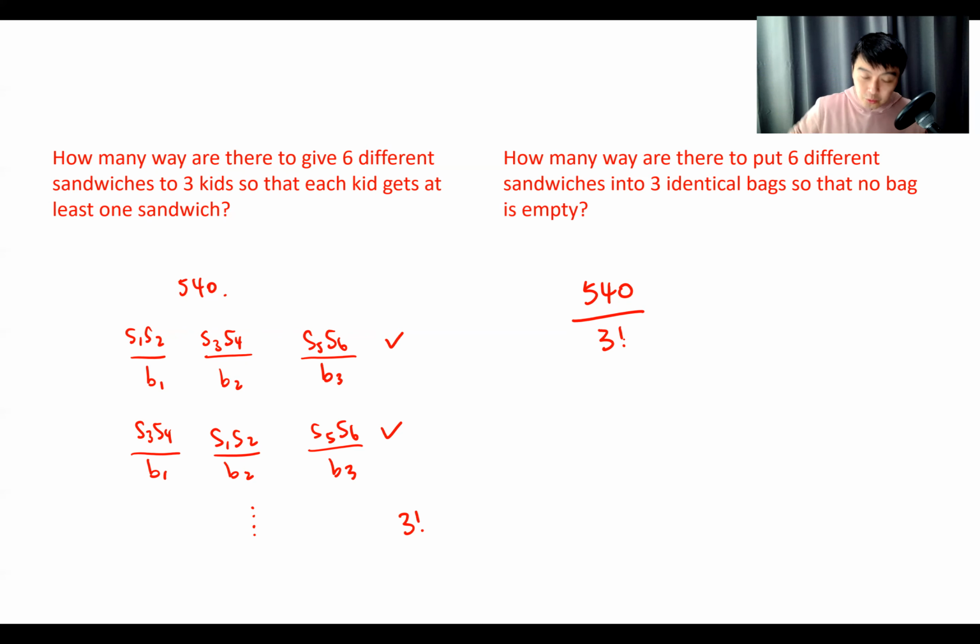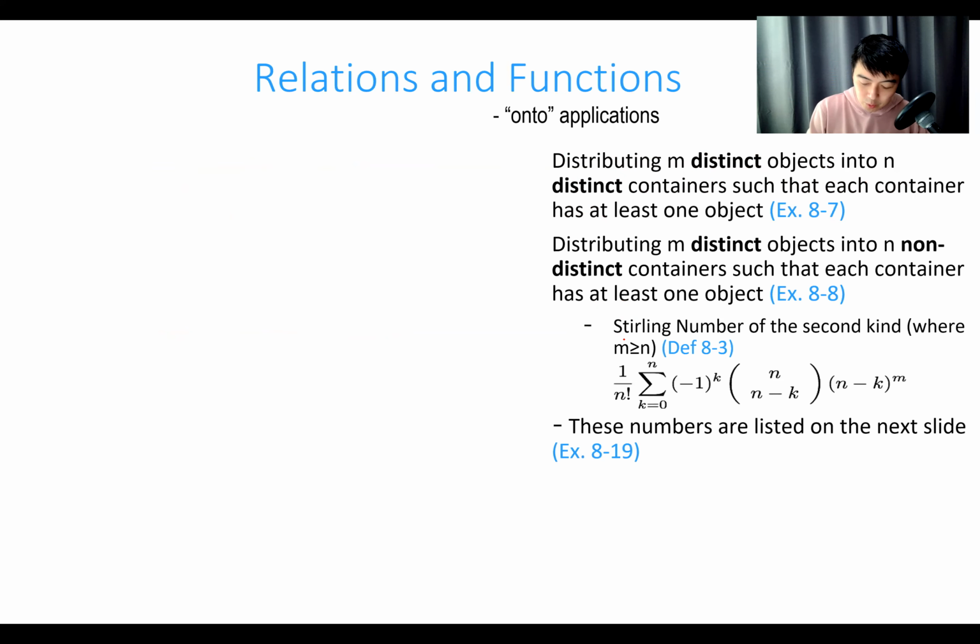So there are two questions that I want you to be wary of here. Distributing different objects into different containers so that no container is empty, and distributing different objects into identical containers so that no container is empty. So there are two different questions that I'm asking you here. This one was the one in the previous slide, the left-hand side. This one was the right-hand side. They have different solutions. However, those solutions are related to each other by dividing by n factorial.